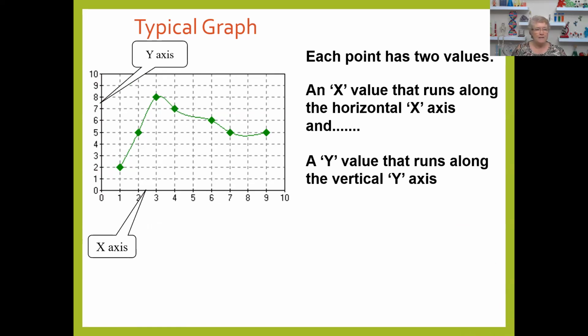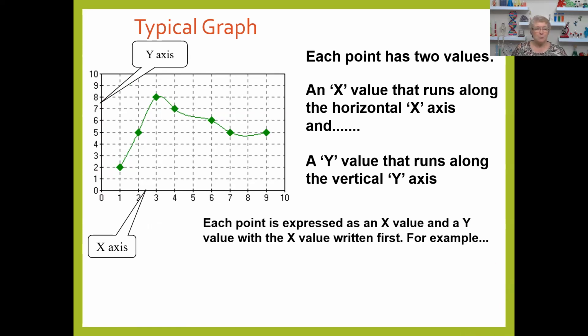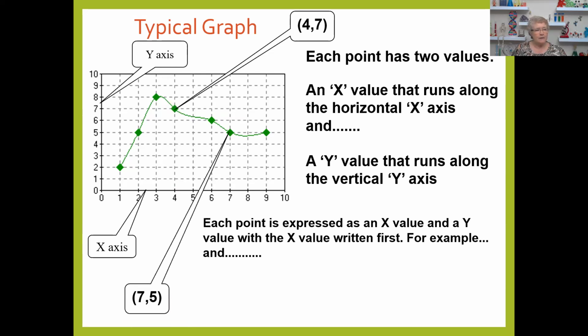Each of those points on that graph is expressed as an x and a y, and the x comes first. So here's an example. This one is 4,7. That's where it's found because it's 4 on the x and then 7 up on the y. There's another one. This one is 7,5. You go 7 over from the 0 on the x and then 5 up on the y.